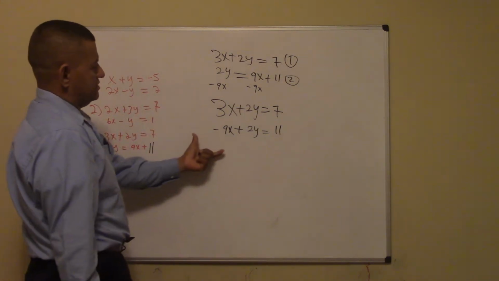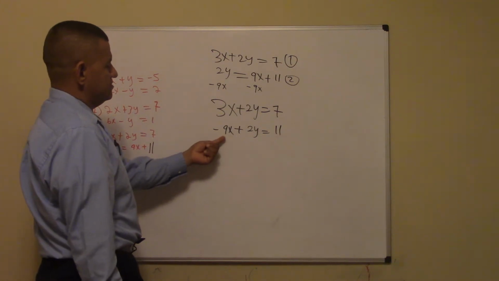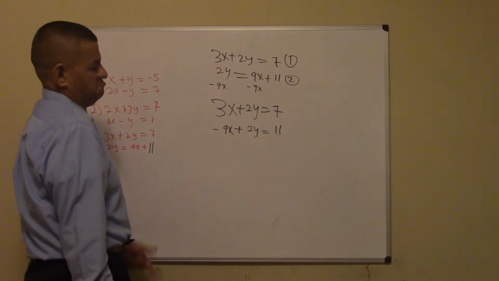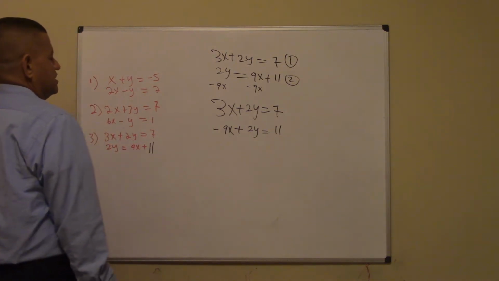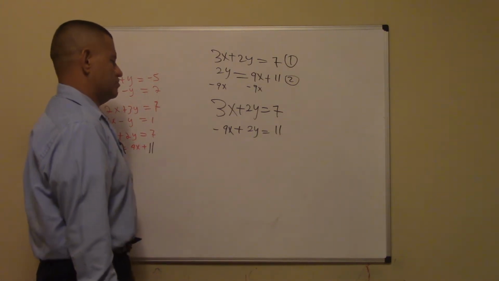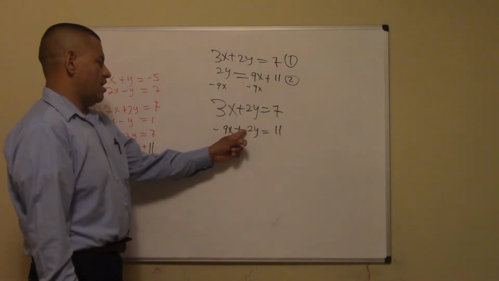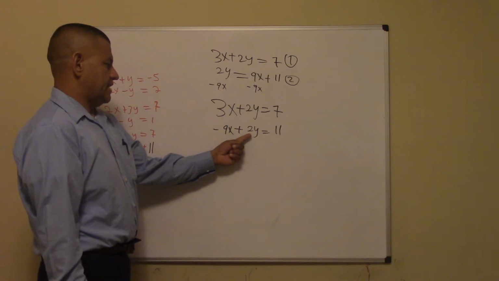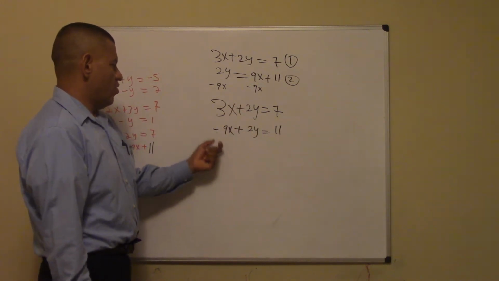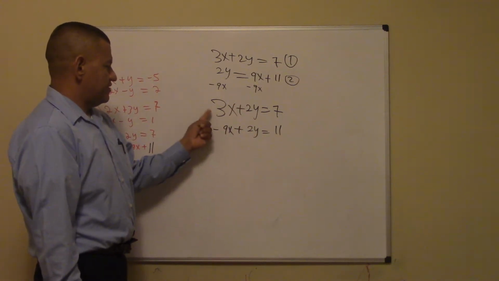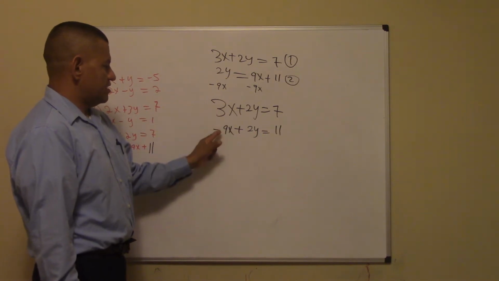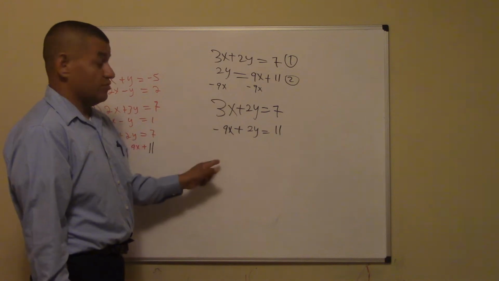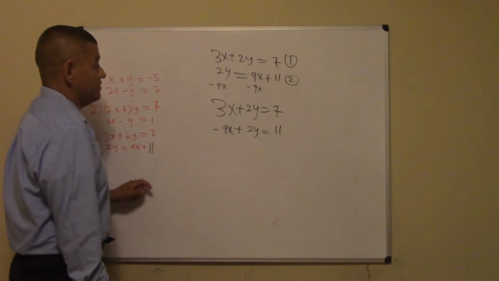Now I got this negative 9x here, and I got this 3x here. I can multiply negative 1 on both sides here and then get rid of the y, or I can multiply equation number 1 by 3 to get 9x here, and I already have a negative 9x here, so this will cancel out. So let me do that.